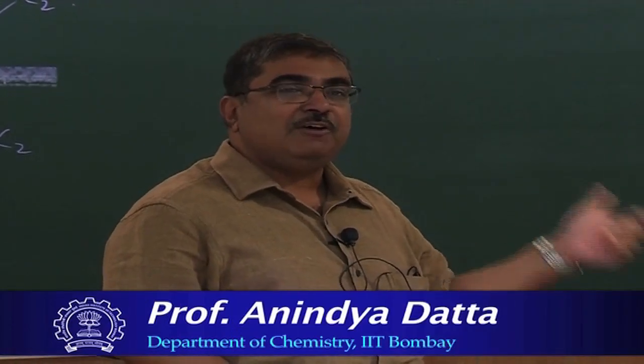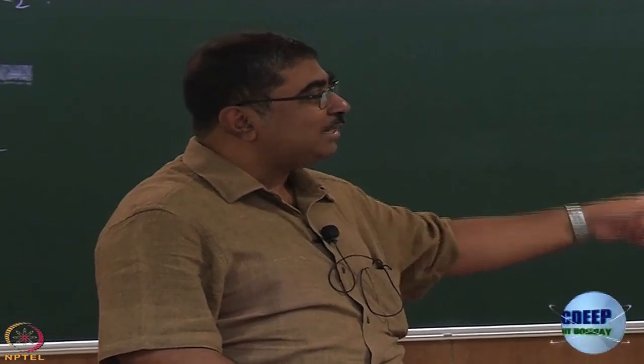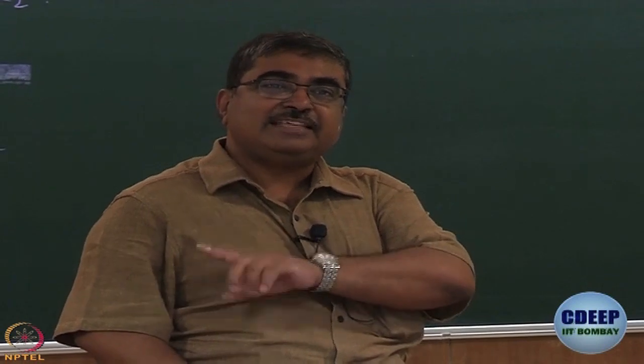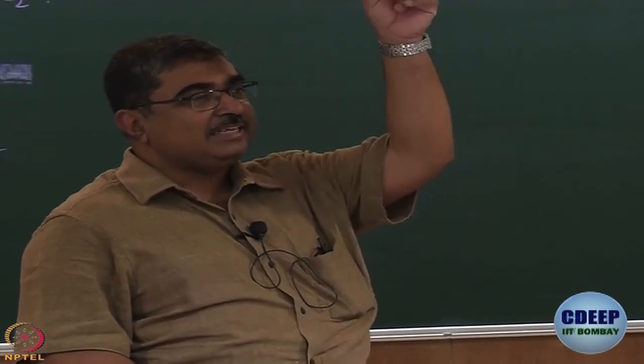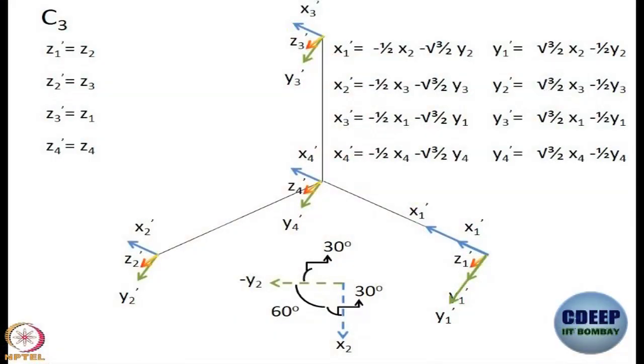That x1 dash y1 dash will now have to be expressed in terms of not x1 and y1, but x2 and y2. Similarly, x2 dash y2 dash will be expressed in terms of x3 and y3. X3 dashed y3 dashed will be expressed in terms of x1 and y1, and x4 dashed y4 dashed will be expressed in terms of x4 and y4, like what we have seen for z. See, z1 dashed is z2, z2 dashed is z3, z3 dashed is z1, z4 dashed is z4. The positions of the atoms, if they change, then you have to use the coordinates of the original atom, the position of which it now takes upon transformation. And that is something that will lead to a very, very useful piece of information in, say, 5-6 minutes from now.